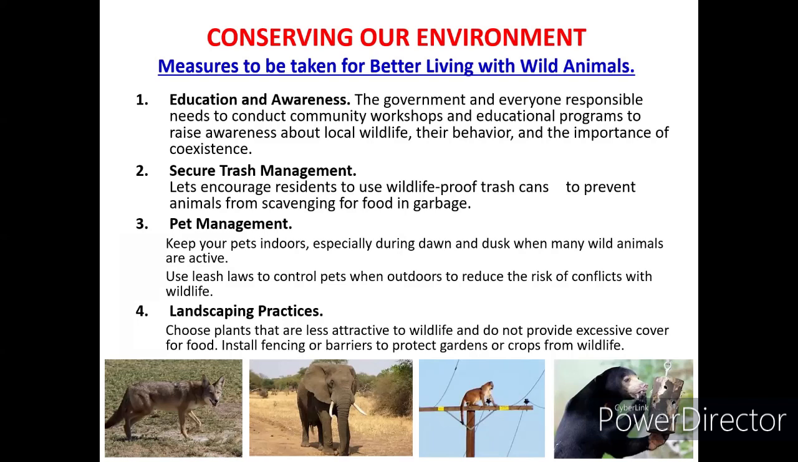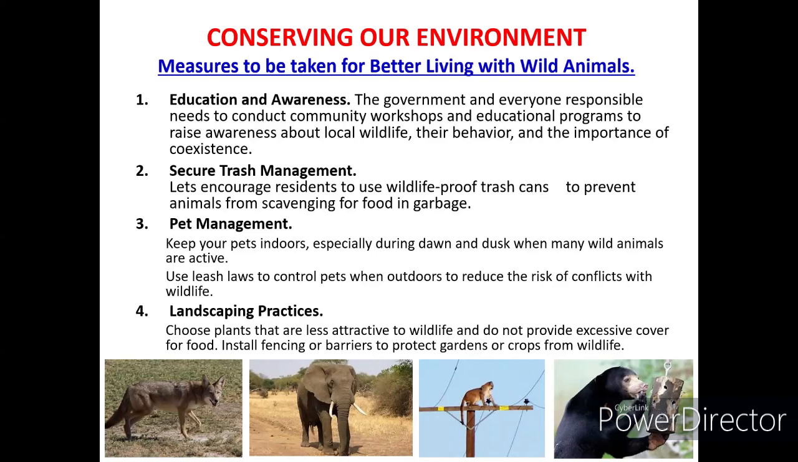2. Secure trash management. This means we need to have a safe way of keeping trash and food remains. Many animals come to our homes to look for food remains that we throw carelessly. Let's encourage residents to use wildlife-proof trash cans that wildlife cannot access, to prevent animals from scavenging for food in garbage. Local and national government needs to establish and enforce strict garbage disposal laws and regulations, especially in areas where wildlife is known to be active.